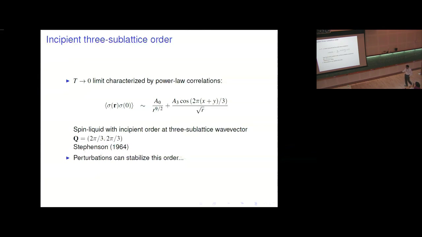And what was calculated more than 50 years ago is that if you actually take the zero temperature limit, you find that the spin-spin correlations in this model decay as a power law, as a very slow power law. In fact, 1 over square root r is the dominant term, with an oscillatory factor multiplying it or modulating it. So this is incipient three-sublattice order. And the reason I say that is that this wave vector is a wave vector that distinguishes the A, B, and C sublattices of the triangular lattice from each other.